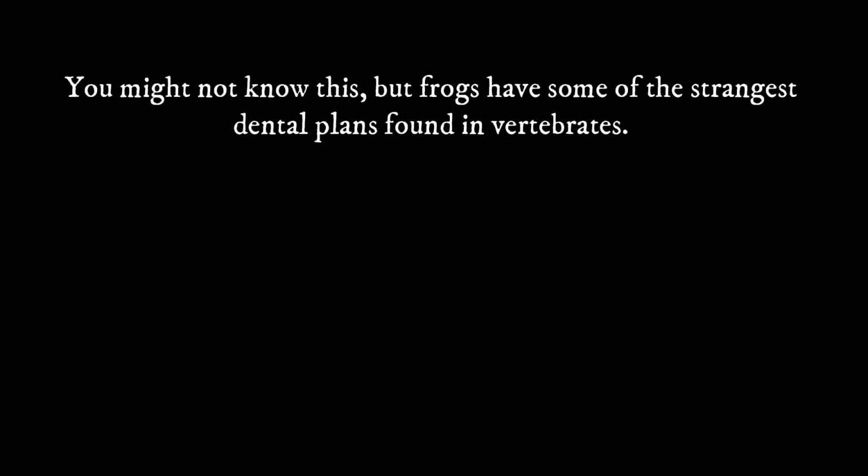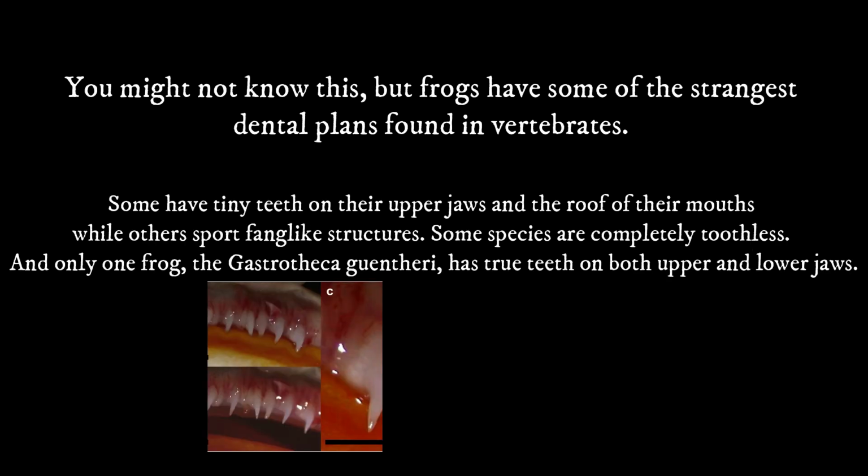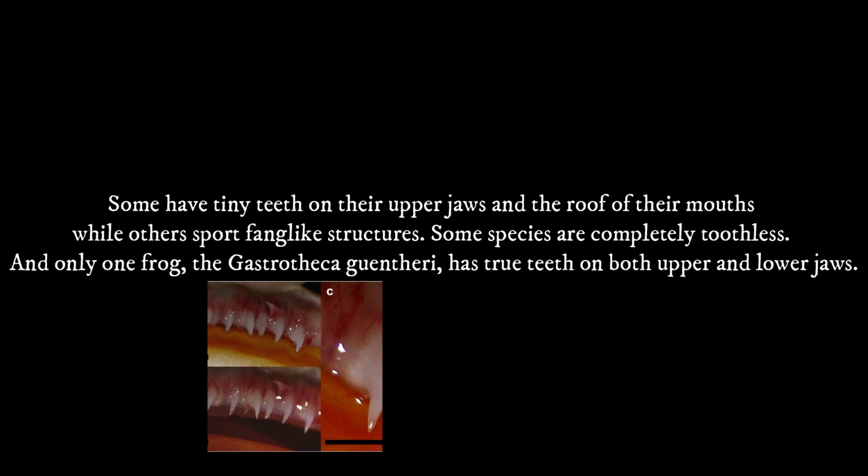You might not know this, but frogs have some of the strangest dental plans found in vertebrates. Some have tiny teeth on their upper jaws and the roof of their mouths, while others sport fang-like structures. Some species are completely toothless, and only one frog, the Gastrotheca guntheri, has true teeth on both upper and lower jaws.